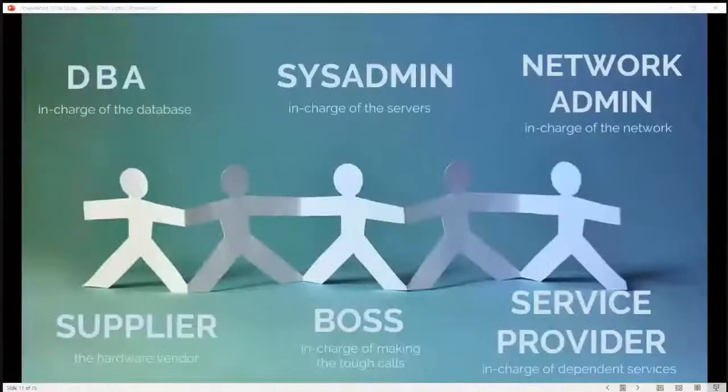Okay, so the other manpower, or M, which stands for manpower: DBA, person in charge of the database; sysadmin, person in charge of the servers, or not. I'm not just referring to a person, but an entire team, right? Network admin team, your supplier, your boss, and your service provider. These are the people, the manpower that you need to work with whenever you're building, implementing, designing, and even administering, managing, troubleshooting, operating an HADR solution, right?